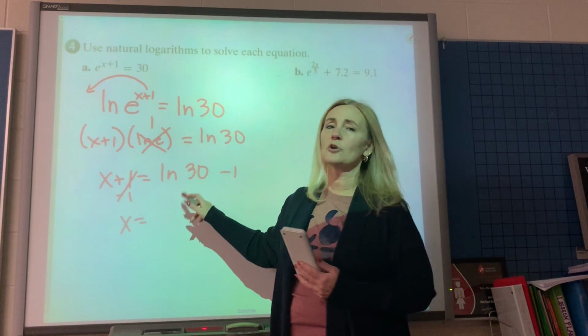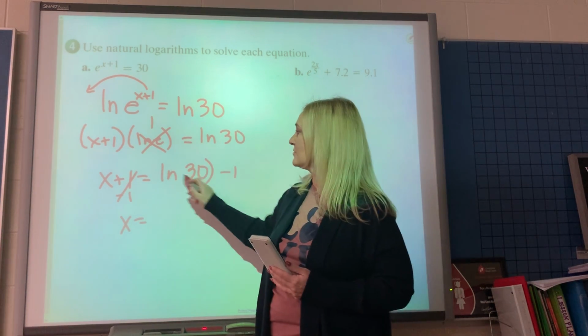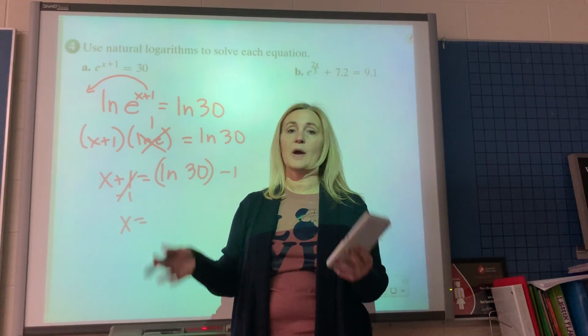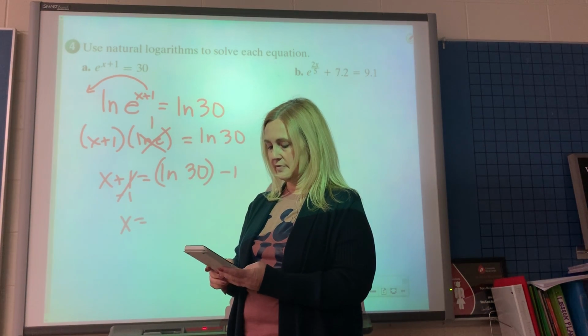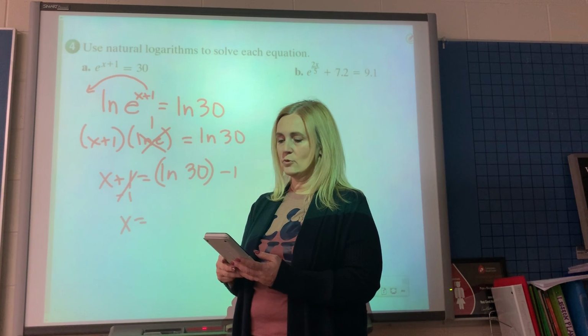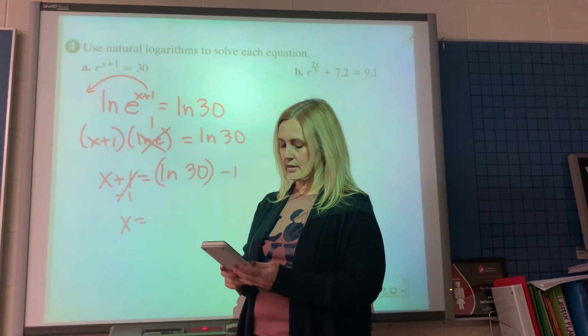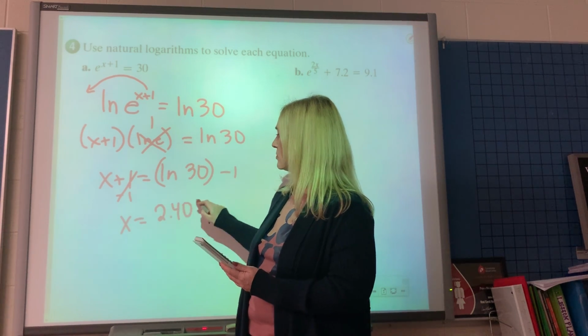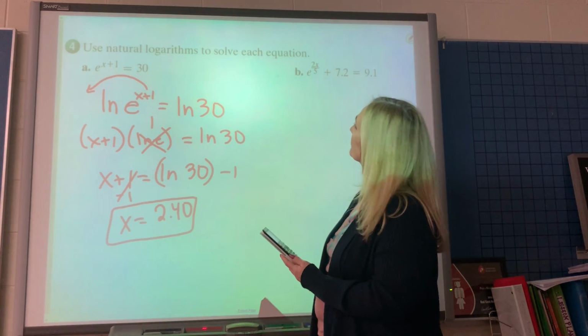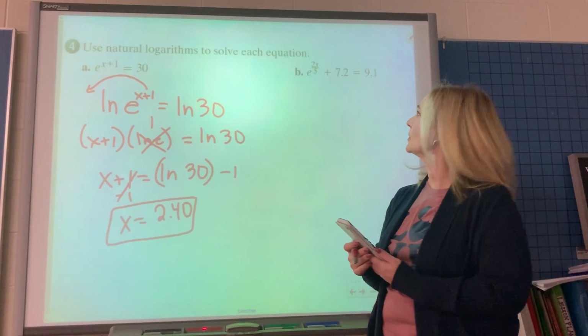X equals, now be careful, don't do the ln of 29. You have to do the ln of 30 and find out what that's equal to and then minus 1 from it. So let's do that on our calculator. Ln of 30. Find out what that's equal to and then minus 1. So you get x equals 2.40. That's what you get. Let's try one more.